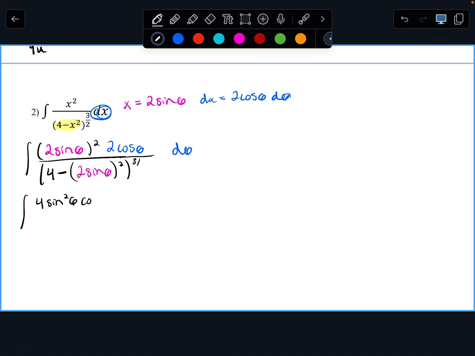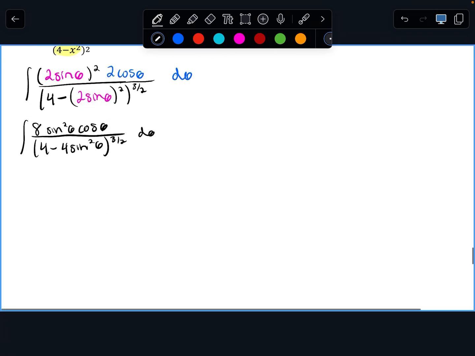Actually, I'm going to do the 2 and the 4 together and do 8. So I did the 2 and the 4 from the squaring, and then the 2 with the cosine for the 8. Then I'll just square that as one step: 4 minus 4 sine squared theta to the 3/2. That's going to be gross.